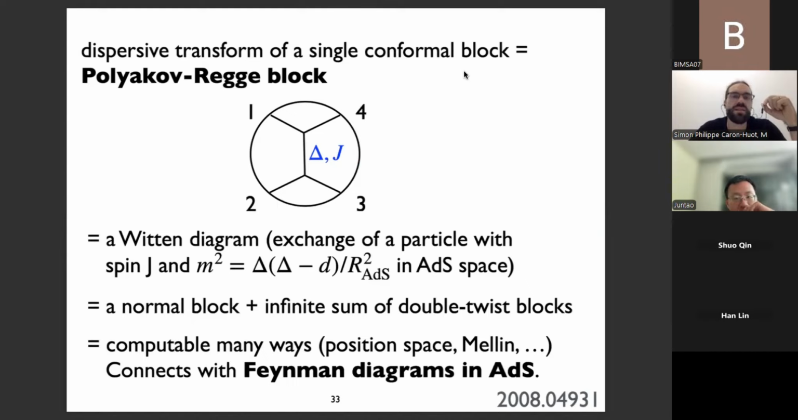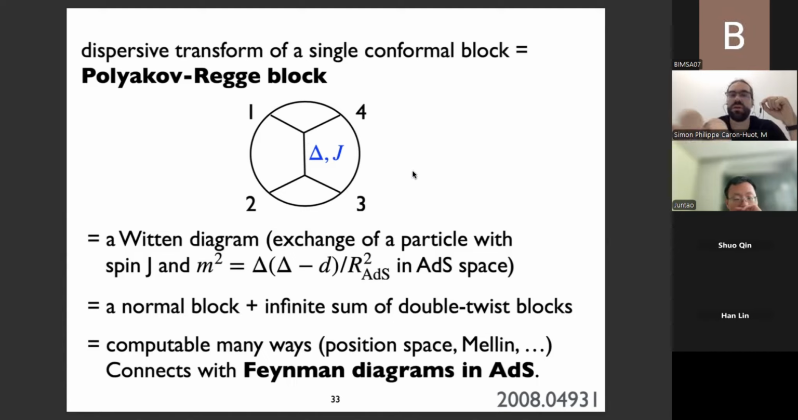In practice, all you really need is the dispersive transform of one block in the other channel. That turns out to give you exactly a Witten diagram, which somehow represents the exchange of a particle propagating in AdS with a specific mass and spin. So somehow we've arrived at a way of writing correlation functions that involve particles propagating in AdS. It was not obvious a priori that you could get that, but this is what comes out of this formula. This is the contribution of a single block to this dispersion relation.